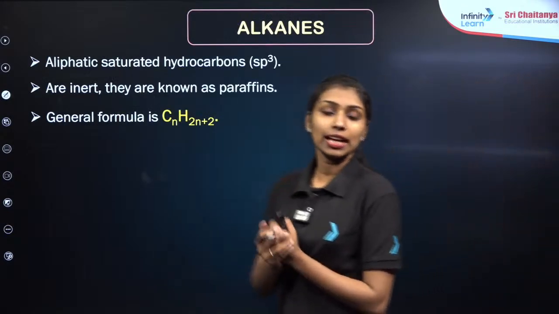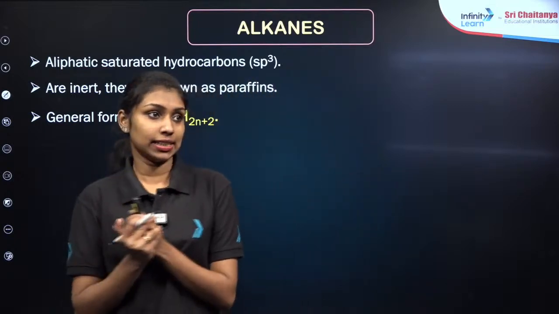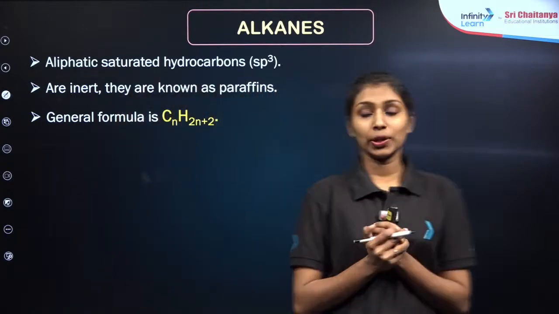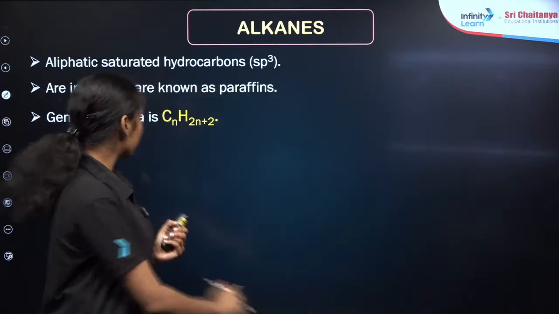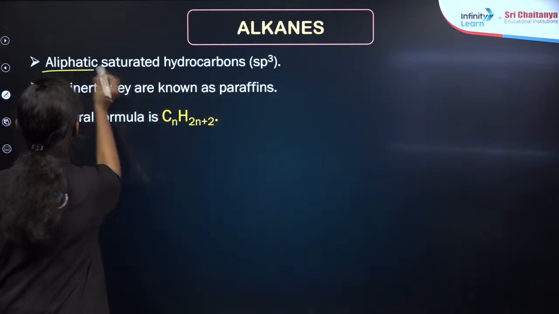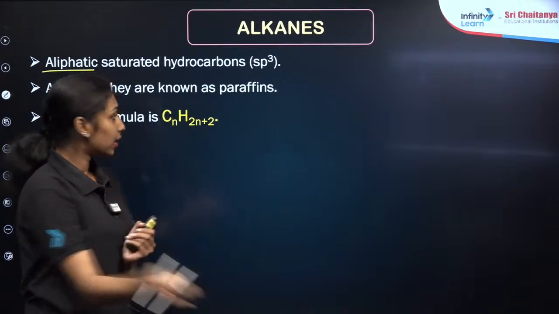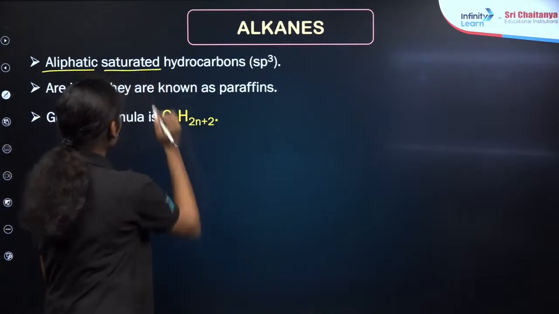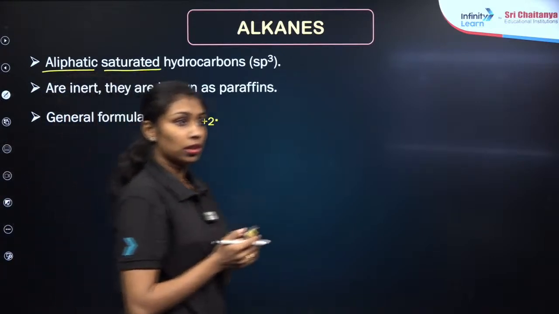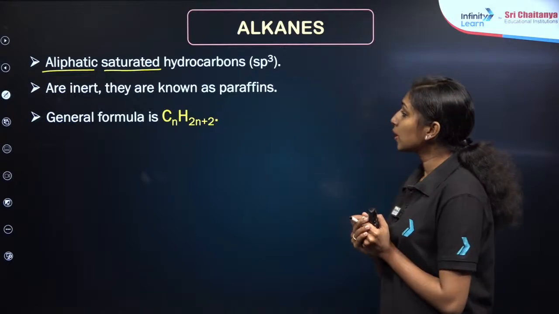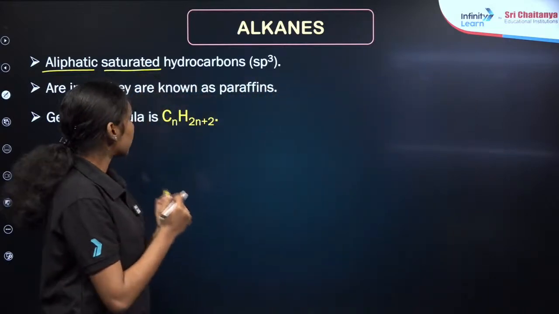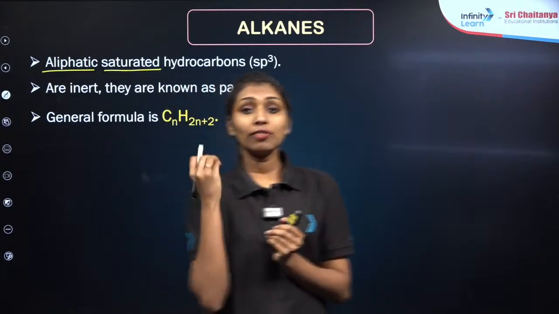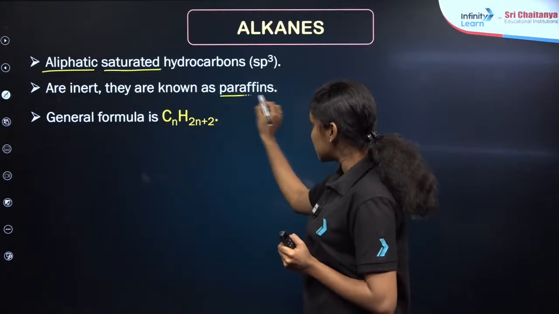So let us start with the first compound, that is the alkanes, right? As we already know, it is an aliphatic compound. Aliphatic means straight chain compounds, there are no cyclic compounds. Saturated means it contains only single bonds, carbon-carbon single bond or carbon-hydrogen single bond. So in general, these aliphatic saturated hydrocarbons are known as alkanes, or one more name is paraffins.